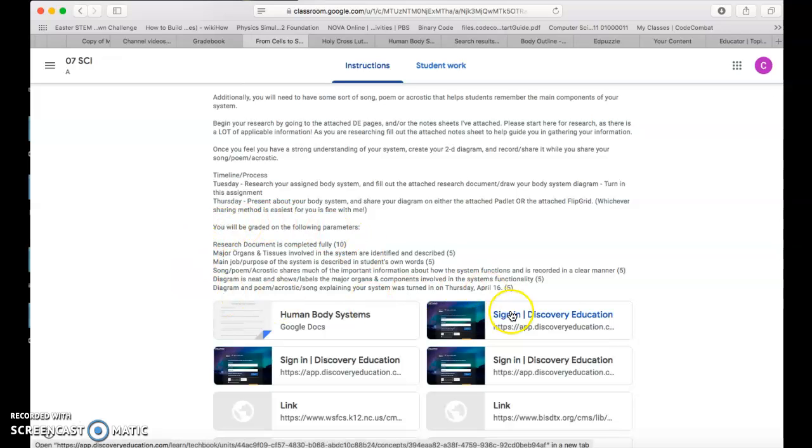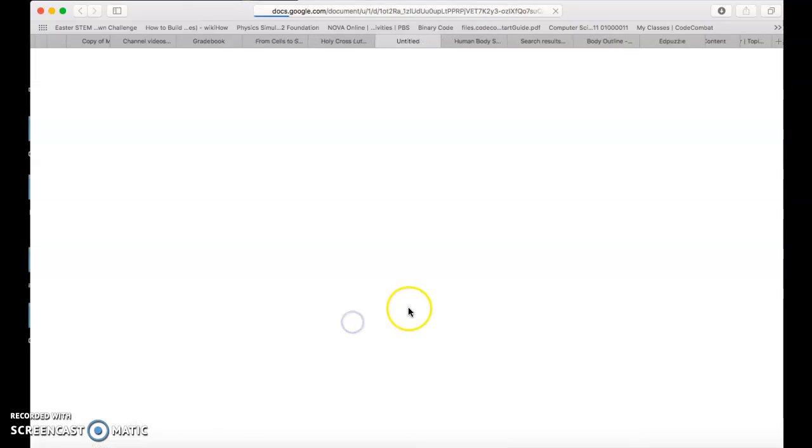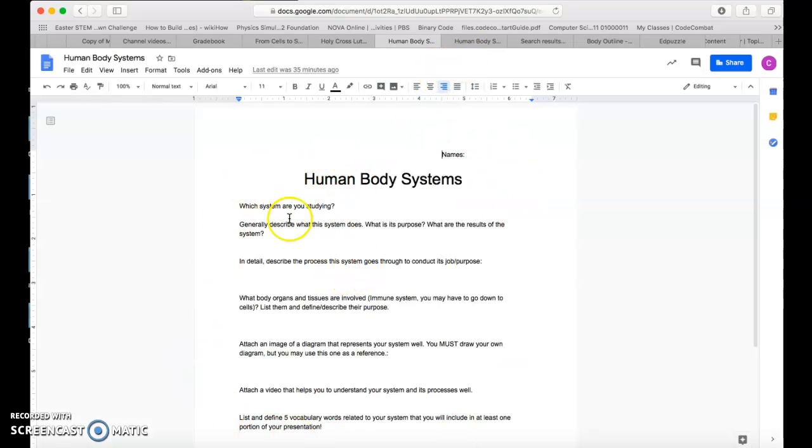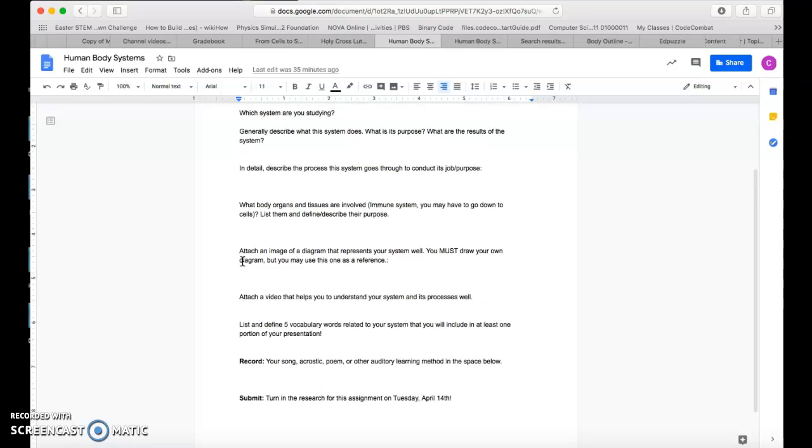As always, a rubric has been provided. Your timeline or your process is that today you're going to begin researching the assigned human body system. You are expected on Tuesday to research enough to fill out this document, the human body systems document, about the system that was assigned to you. So use the millions of resources I provided and fulfill that document on Tuesday.